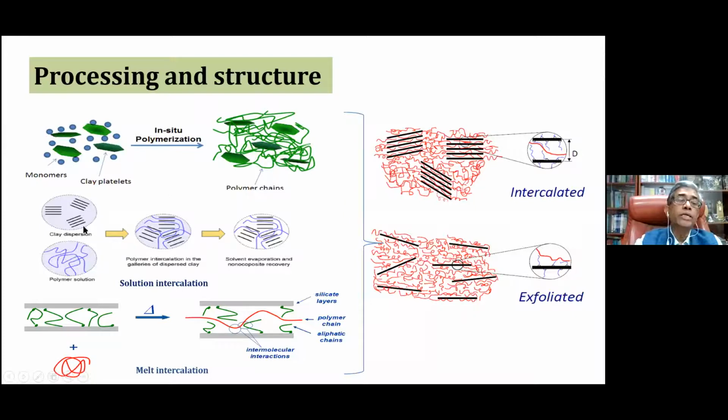You take the clay in a solvent, and take a polymer in a solvent, and mix the 2 together because it's a dilute solution. Then you evaporate the solvent, which is actually an environmental problem, and may not be used as an industrial practice. It is not possible to use it. What we are looking for is melt intercalation.